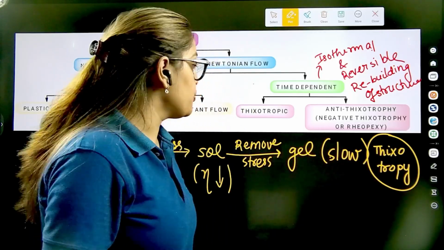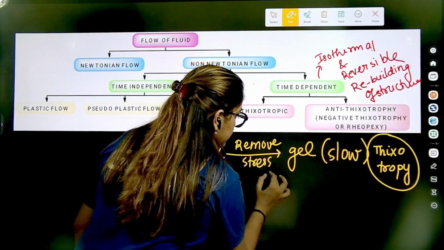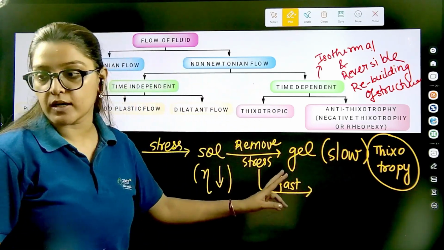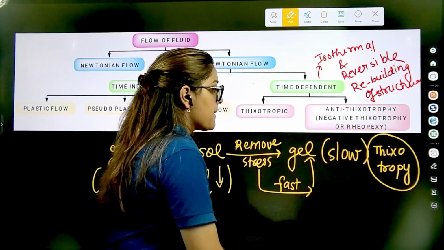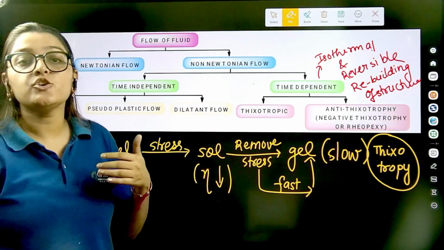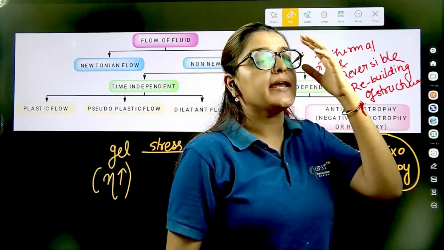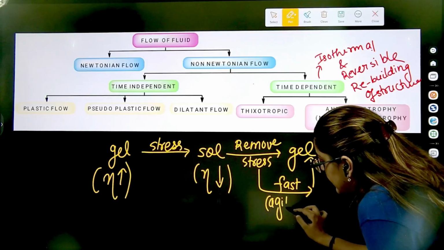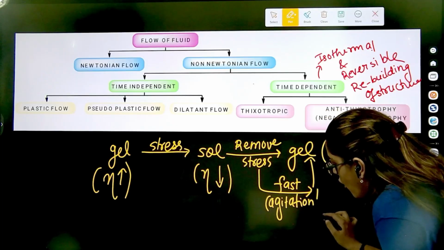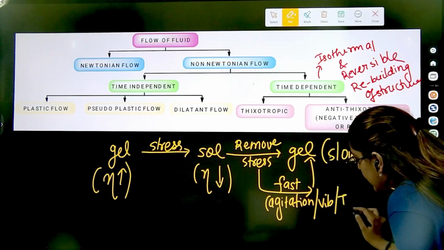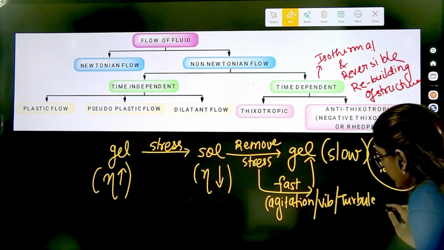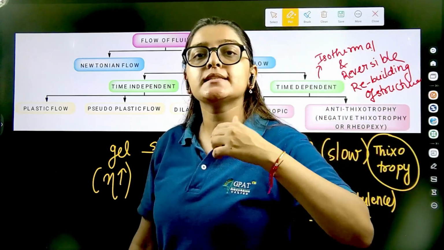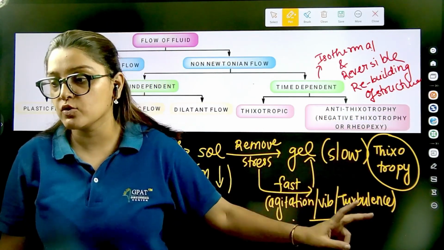But if you can convert this at a faster pace, if you remove the stress and you want it to convert into the gel state but at a faster pace, how can you do that? By adding any additional agitation. Listen to me carefully. By adding any additional agitation or vibration or any turbulence, that will actually increase the speed of conversion back to its original state.